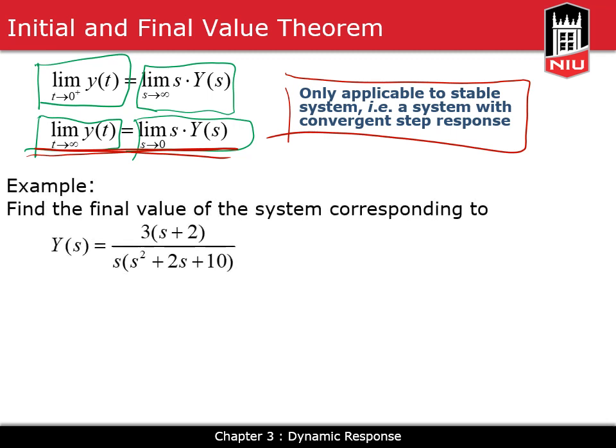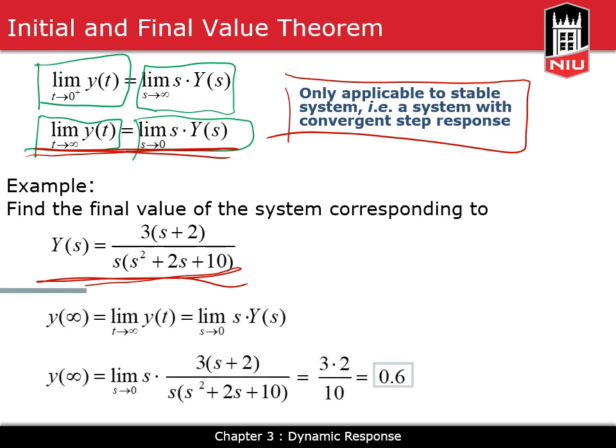Here is an example. Find the final value of the system corresponding to that y of s given. So let's say this is the response of a system in the S domain. If we want to find y of t using inverse Laplace transform, and then find out what happens when t tends to infinity to find the final value, that takes a lot of work. You have seen that in the previous example with the inverse Laplace transform. If our only goal is to find the final value, then we can just use the final value theorem.